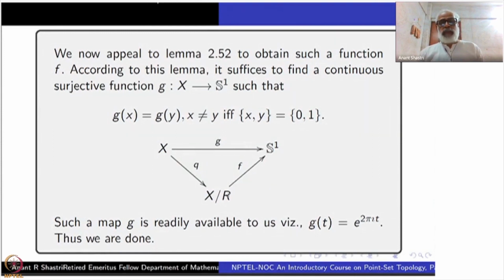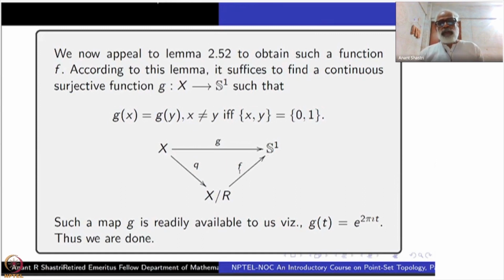X to X/R is the same, that is Q. I want to get a homeomorphism here. To get a map here, I should have a map G first of all, such that Gx is equal to Gy whenever x is not equal to y only for the pairs 0, 1. Either x is 0, y is 1, or y is 0 and x is 1. That is an unordered pair. Why have I put this one? Because finally I don't want any more identification here. I want this one to be injective.